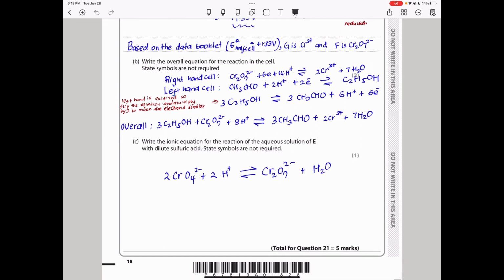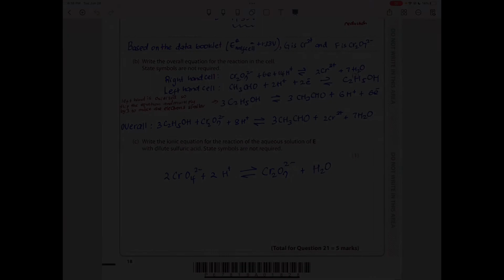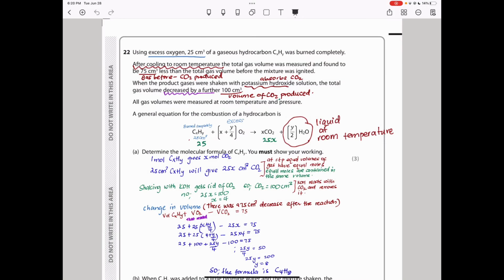So this brings us to the end of question 21. Let's continue on to question 22. Question 22. Let's begin. Using excess oxygen, 25 centimeters cubed of a gaseous hydrocarbon was burned completely. After cooling to room temperature, the total gas volume was measured and found to be 75 centimeters cubed less than the total gas volume before the mixture was ignited.